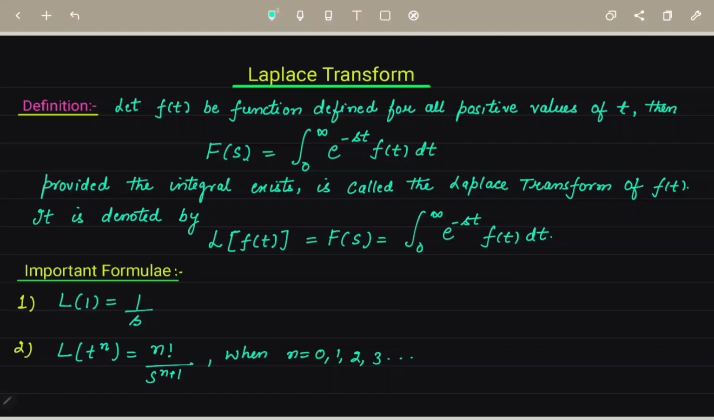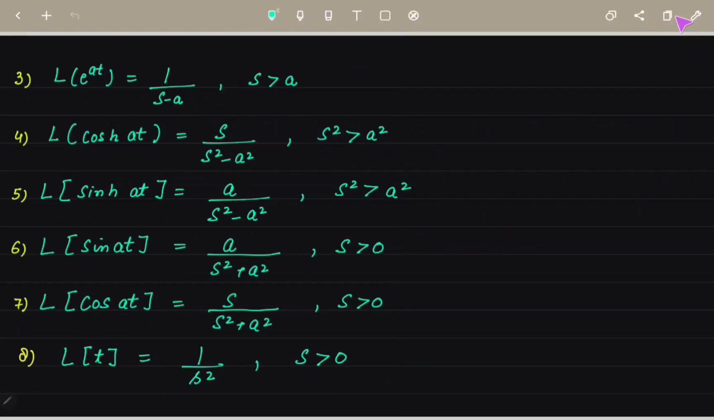Now we will learn some important formulas. The first formula is that the Laplace transform of 1 is equal to 1 by s. We will also solve this transform. The second formula is that the Laplace transform of t raised to the power n is equal to n factorial divided by s raised to the power n plus 1, where n is equal to 0, 1, 2, 3 and so on. Next is the Laplace transform of e raised to the power at. If we have a function like this, then its Laplace transform is given by 1 divided by s minus a, provided s is greater than a.